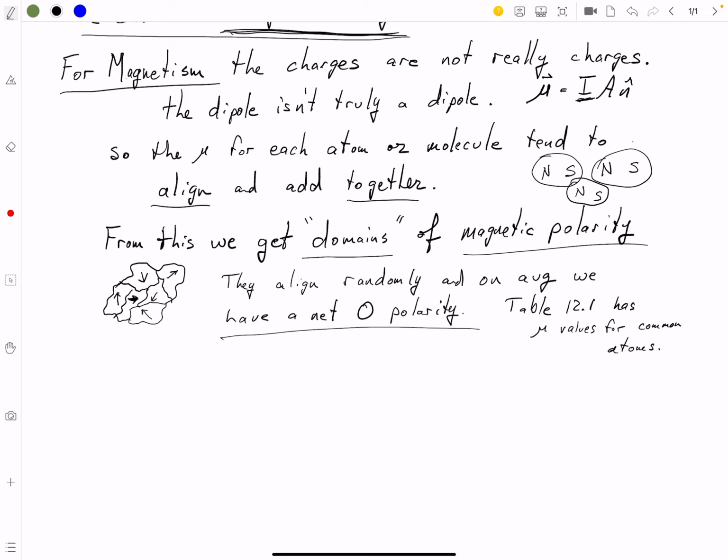But we can do things because of the materials. Different materials are going to have different reactions. So what kind of materials do we have? We've got paramagnetic, we've got diamagnetic, and lastly, ferromagnetic.